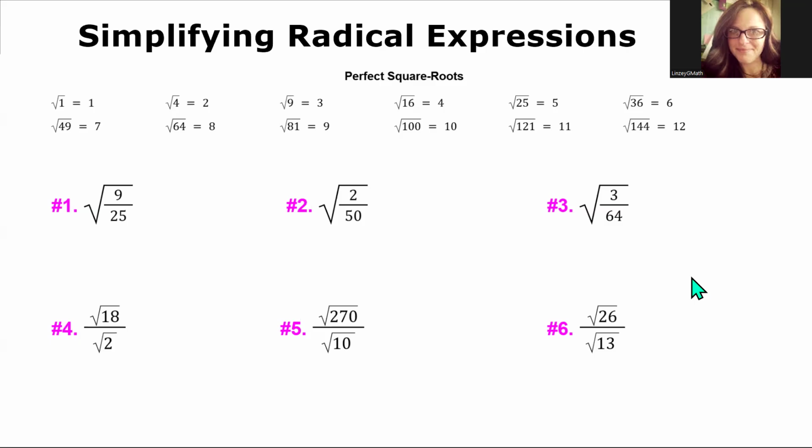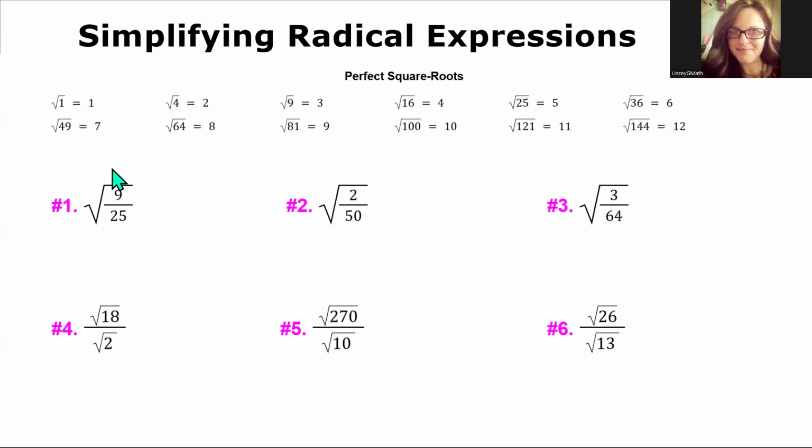Welcome to our session on simplifying radical expressions, fractions. We're going to take a look at these 6 problems. You can pause the video now and try them before we go through them. All right, let's take a look.